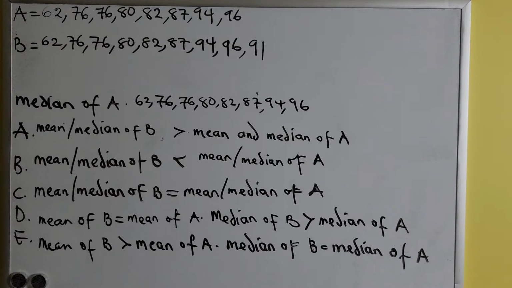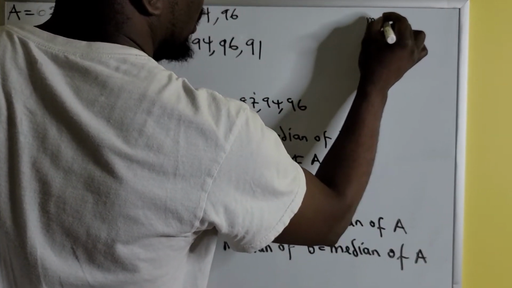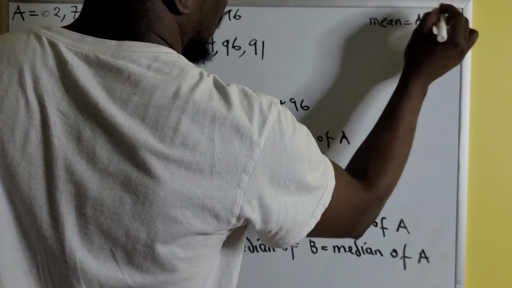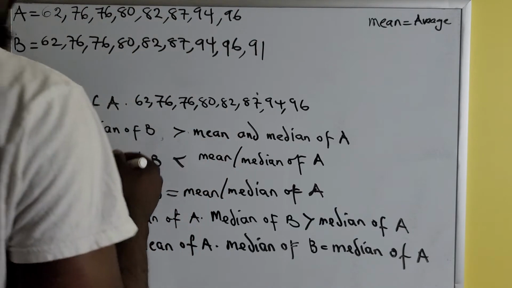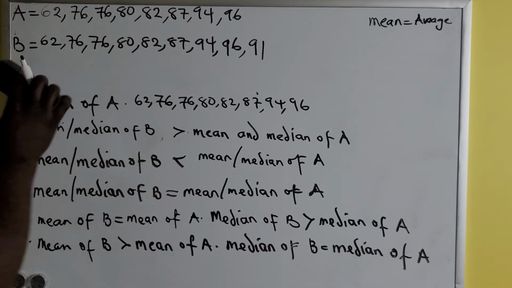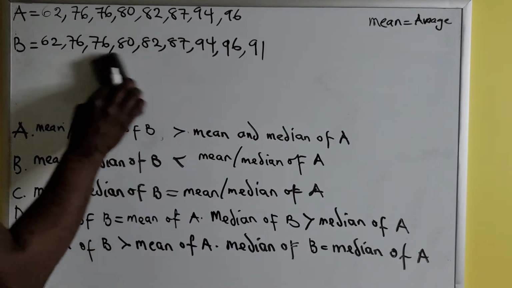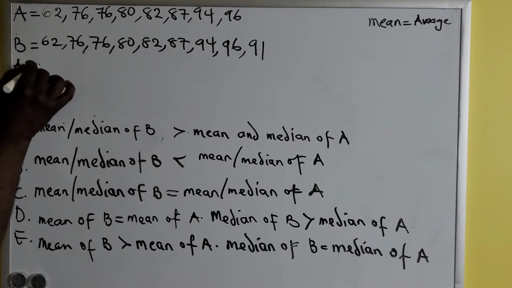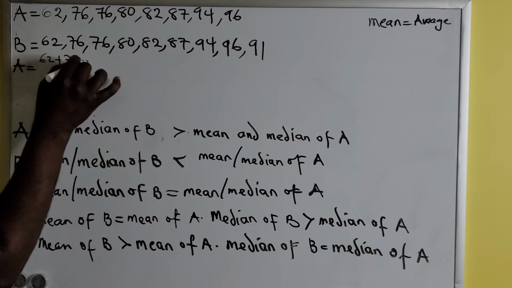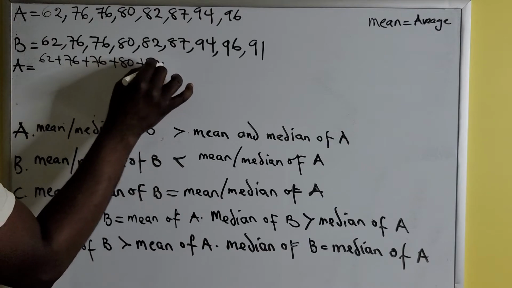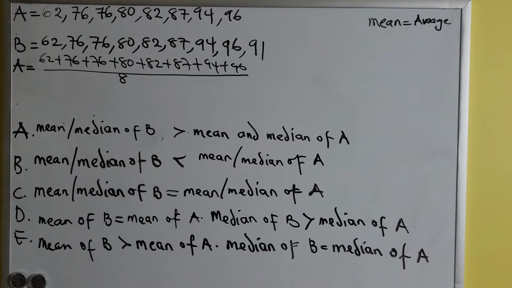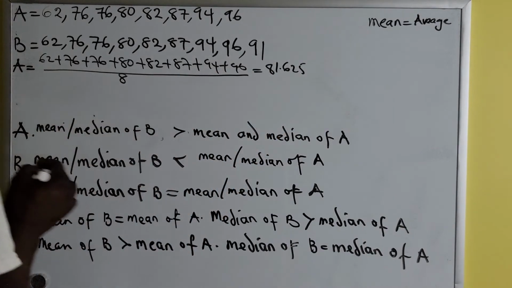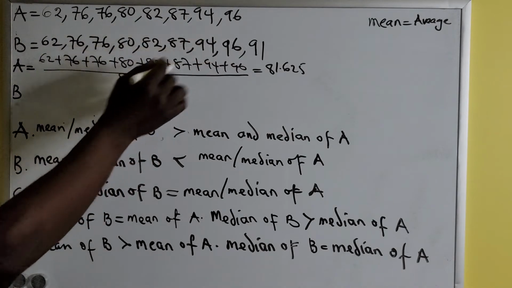Now, mean is the same thing as average, right? So when they say mean is equal to average, it means you add all the numbers together and divide by the amount of numbers that you have. So the mean of A is 62 plus 76 plus 76 plus 80 plus 82 plus 87 plus 94 plus 96, divided by 8. That is the mean of A. If you do that division, you will come to a number like 81.625.